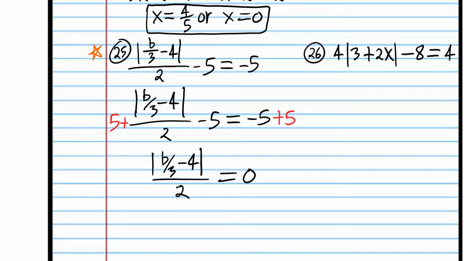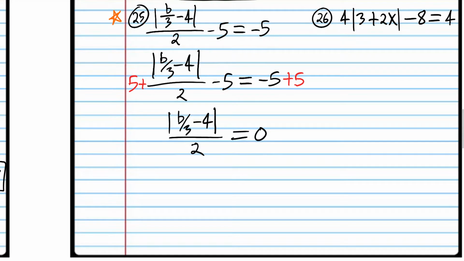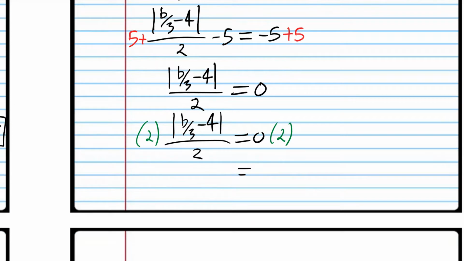Okay, so now I'm going to rewrite that. Again, you don't have to rewrite all this stuff. I'm just doing this for your benefit. So now we're going to multiply both sides by 2. And 2 times 0 is just 0. So we have 0 is equal to absolute value of b over 3 minus 4.